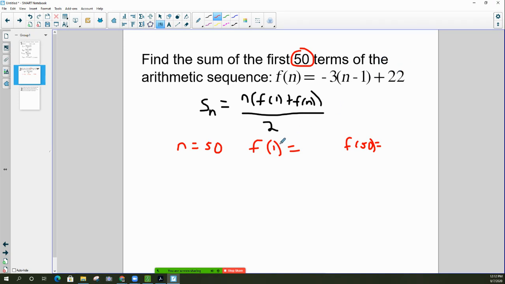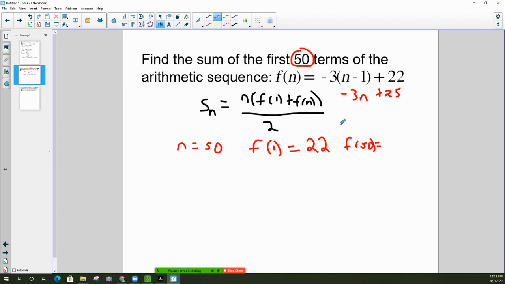The other way to figure it out is you plug 1 in. If I plugged 1 in, 1 minus 1 is 0. 0 times -3 is 0, and 0 plus 22 is 22. So in this problem, f of 1 is 22. So again, if it's in this form, f of 1 is given to you. If it's been simplified, if this problem was simplified into -3n plus 25, then you would probably want to plug 1 in to get the answer.